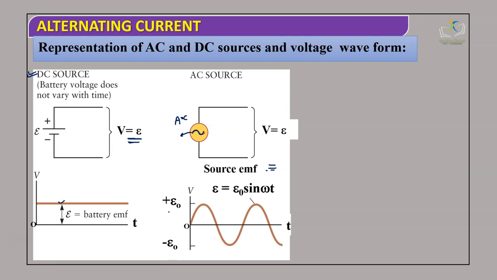Clear? The graph is here for both. This is a sinusoidal graph, which will start from 0. And the cosine graph will start from this.